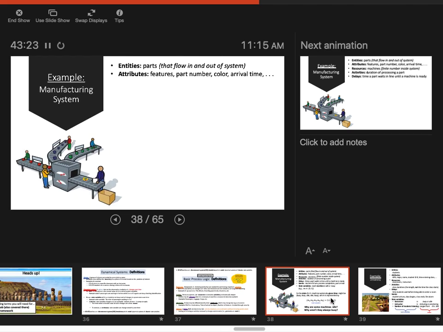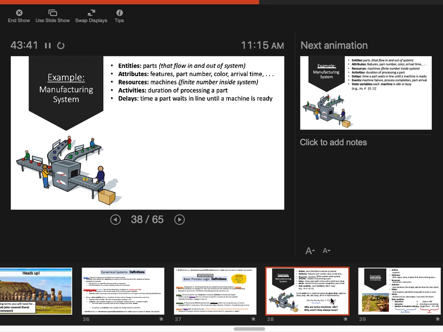All right. So quick examples, manufacturing systems. The entities might be the parts that go through the manufacturing systems. Things that differentiate the parts, different features, different numbers, colors when they arrive. Those parts don't just sit there, they wait on resources. There are machines that process the parts. If that machine's busy, the part's got to wait. It can't get into the machine.